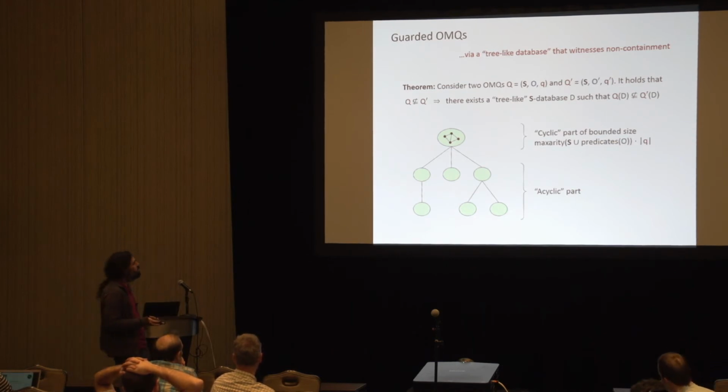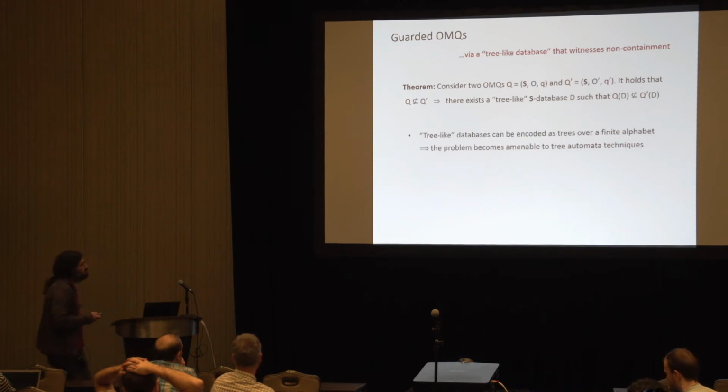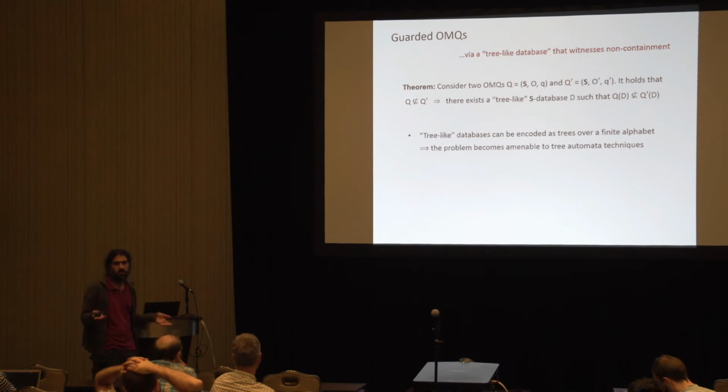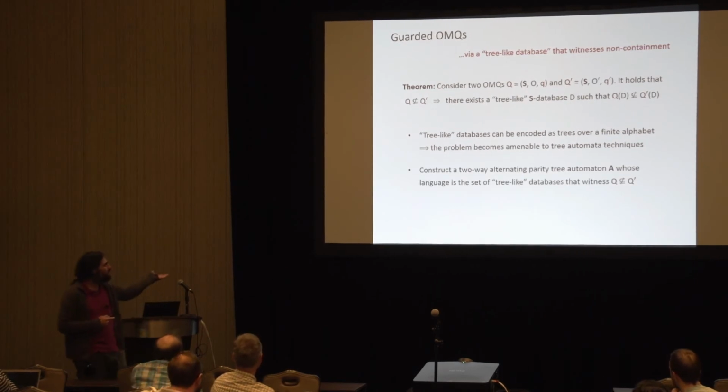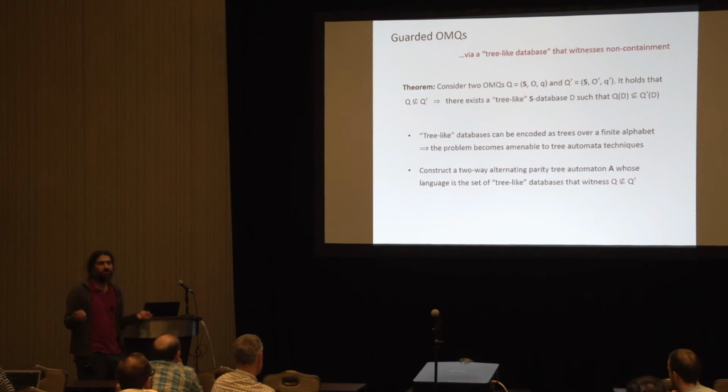And now what is the good thing here? The good thing is the fact that such kind of database can be encoded as trees over a finite alphabet, which immediately makes our problem amenable to tree automata techniques. And now we can apply Michael's favorite technique number 3. So now we can devise an alternating tree automaton whose language is exactly the set of tree-like databases that witness non-containment.